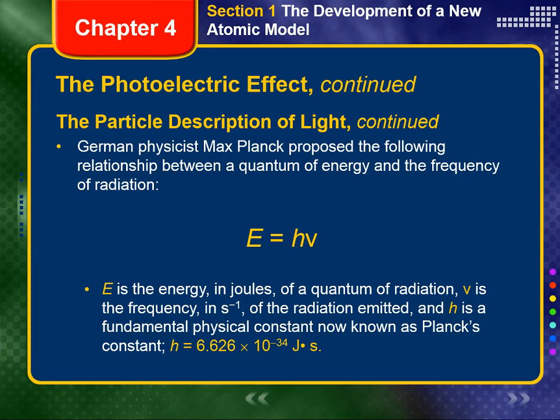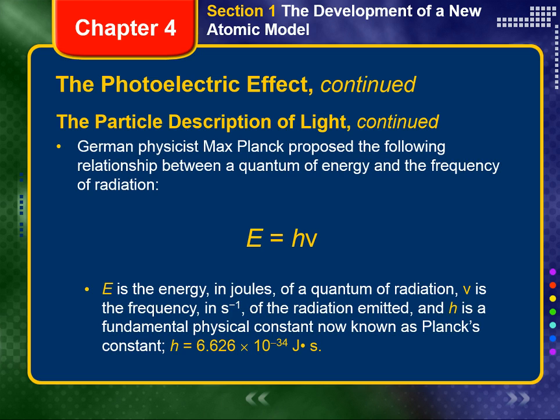The particle description of light. The explanation of the photoelectric effect dates back to 1900, when German physicist Max Planck was studying the emission of light by hot objects. He proposed that a hot object does not emit electromagnetic energy continuously, as would be expected if the energy emitted were in the form of waves. Instead, Planck suggested that the object emits energy in small specific amounts, called quanta. A quantum is the minimum quantity of energy that can be lost or gained by an atom.